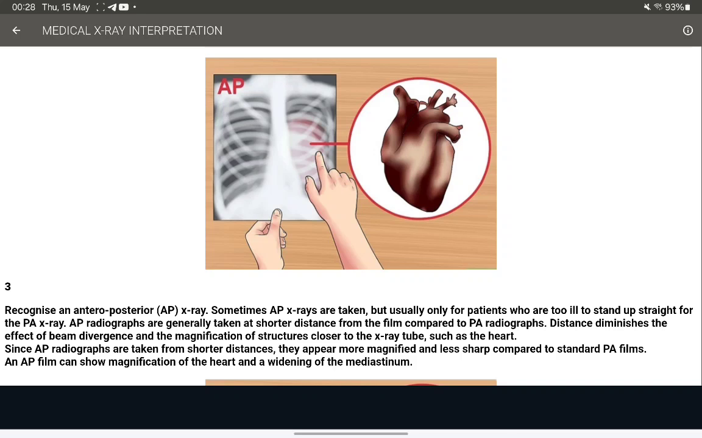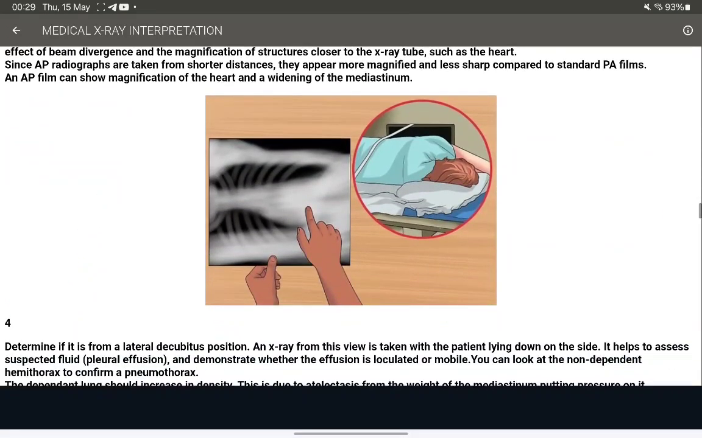Distance diminishes the effect of beam divergence and the magnification of structures closer to the X-ray tube, such as the heart. Since AP radiographs are taken from shorter distances, they appear more magnified and less sharp compared to the standard PA films. An AP film can show magnification of the heart and a widening of the mediastinum, unlike the PA film, as we have seen before.